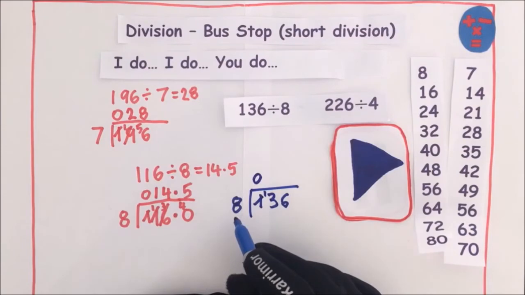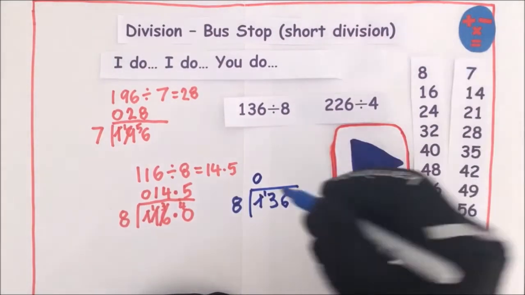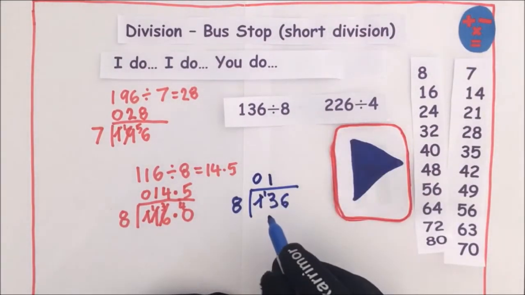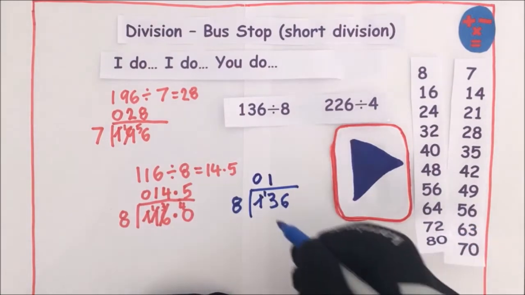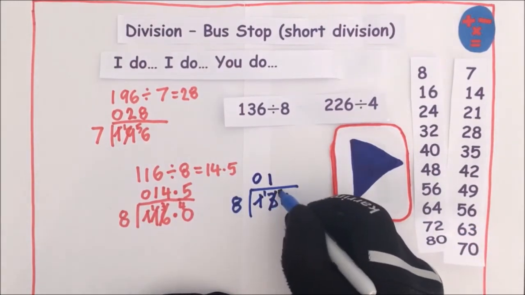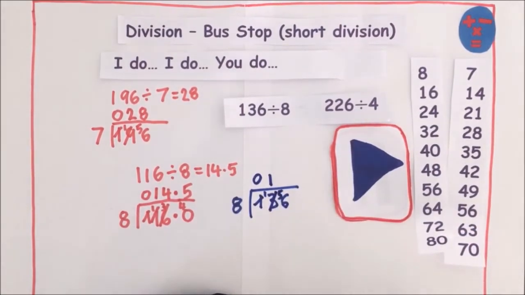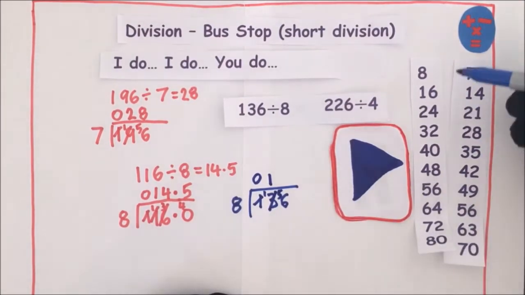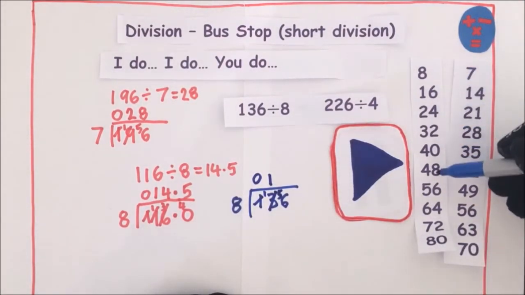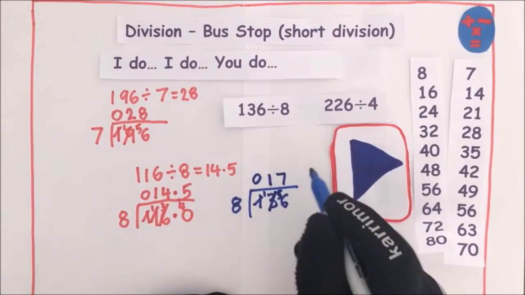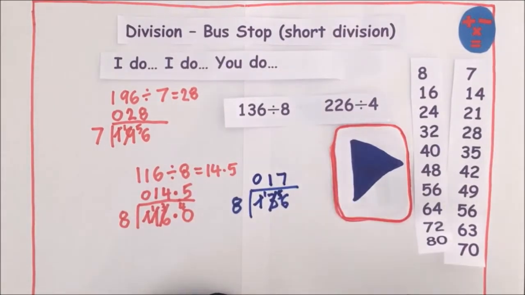How many times does 8 go into 13? Just the once. 1 times 8 is 8, so that means to get to 13, I would have needed another 5. So that's my remainder. 5 goes into the next column, and that becomes a 56. How many 8s in 56? 1, 2, 3, 4, 5, 6, 7. 7. No remainder. Answer to that is 17. Okay, last example.